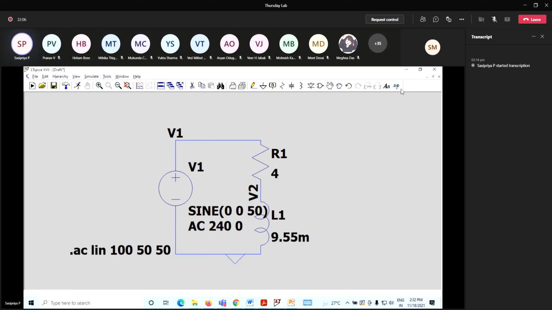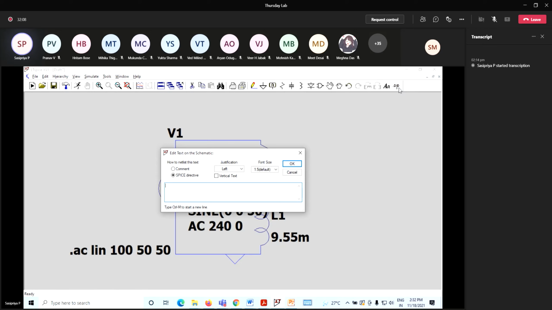SPICE directive, I think he's doing it. Here I have an option to edit text on schematic. Yes, ma'am. I chose SPICE directive and directly gave this command .ac lin 100 50 50. I used the same thing, but it's not coming. The answer is not coming when I view it.